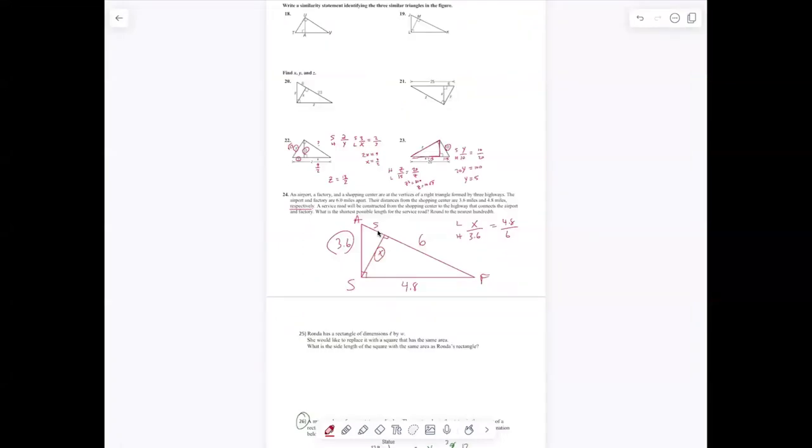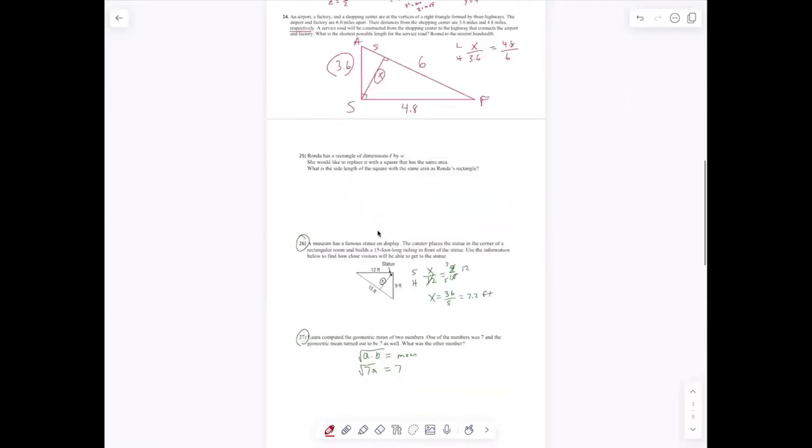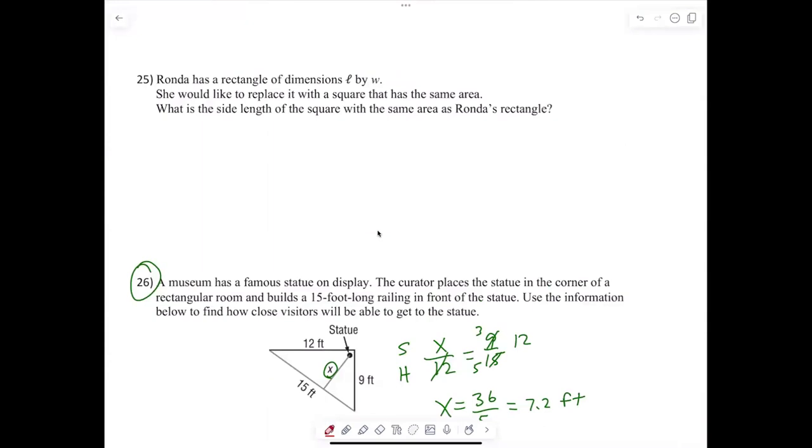Anybody? Go. Please see 25. Let's look at 25 real quick. Rhonda has a rectangle, L by W. She would like to replace it with a square that has the same area. What is the side length of the square? Someone tell me that. Easy, right? What's the area of the rectangle? L by W. Area of the rectangle is LW. Do we agree? What's the area of the square? Same as the rectangle. So the square has what? LW, correct? So what's the side length of the square? Square root of LW. All right, square root of LW.